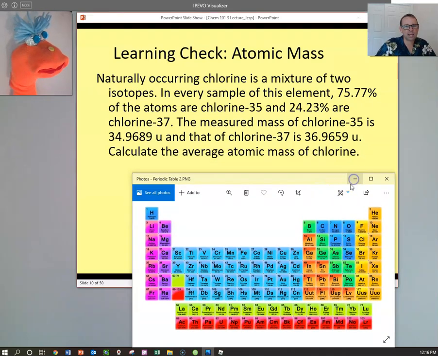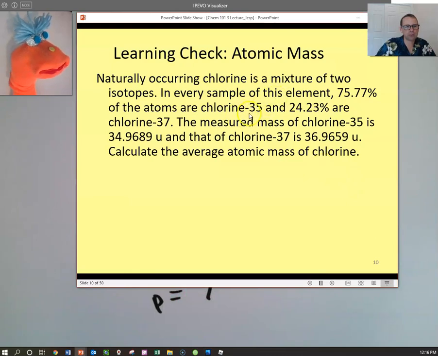So when we say chlorine 35, that means 35 minus 17 is the number of neutrons for chlorine 35. But for chlorine 37, 37 minus 17, so we got 20 here, and 18 neutrons in chlorine 35.